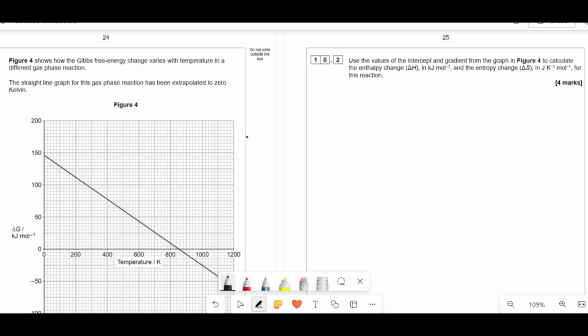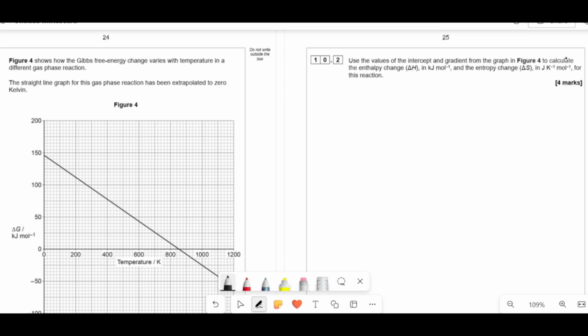So here it shows figure 4 showing how the Gibbs free energy change varies with temperature in a different gas phase reaction. The straight line for this graph of the reaction has been extrapolated to 0 Kelvin. Not too shabby. So it says use the values of the intercept and gradient to calculate the enthalpy change in kilojoules per mole and the entropy change for this reaction.